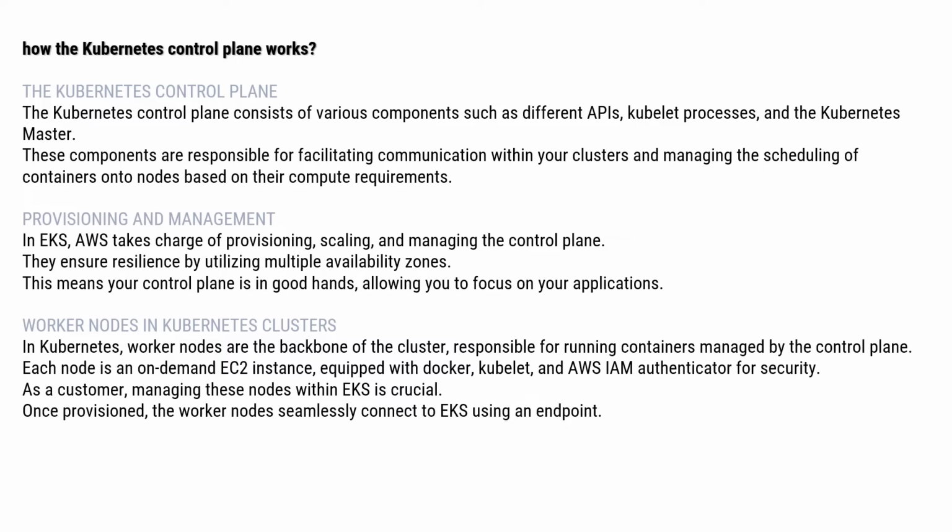In Kubernetes, worker nodes are the backbone of your cluster, responsible for running containers managed by the control plane. Each node is an on-demand EC2 instance equipped with Docker, kubelets, and AWS IAM Authenticator for security. As a customer, managing these nodes within EKS is crucial. Once provisioned, the worker nodes seamlessly connect to EKS using an endpoint.